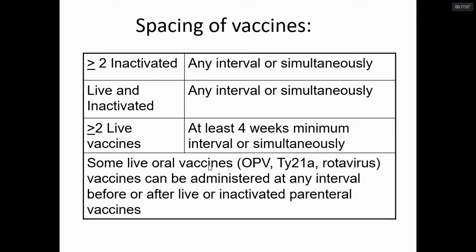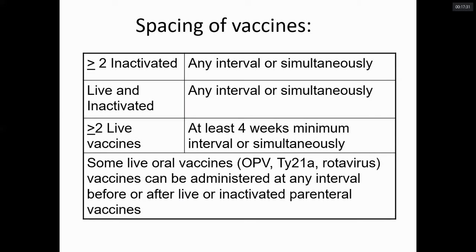Some live oral vaccines, OPV, typhoid, rotavirus vaccines can be administered at any interval before or after live or inactivated parenteral vaccines. OPV and rotavirus are given simultaneously also at 6 and 10 weeks. So this is an exception. Otherwise, you should maintain a duration of 4 weeks in between two live vaccines.